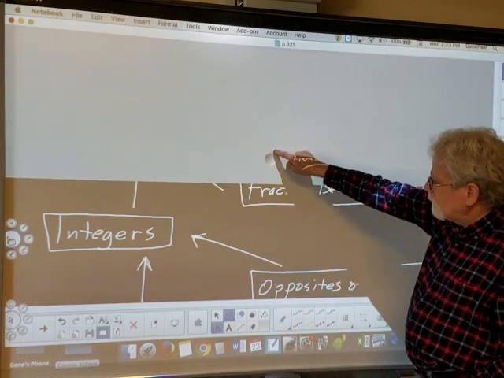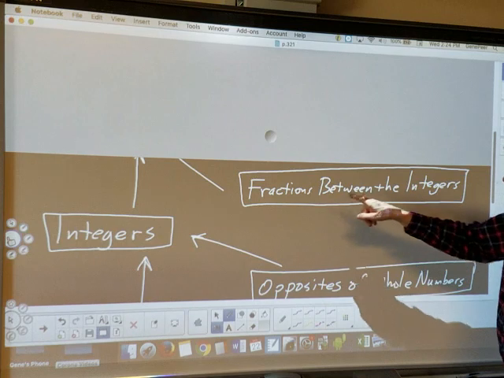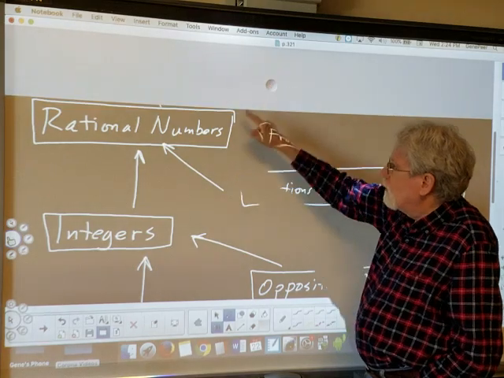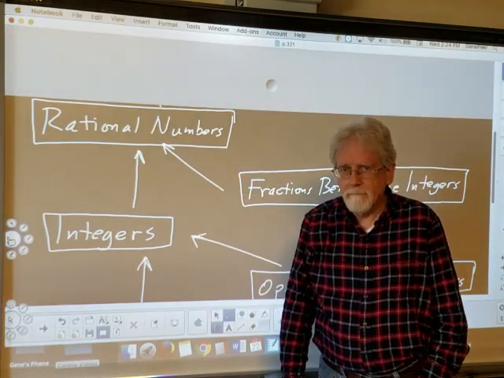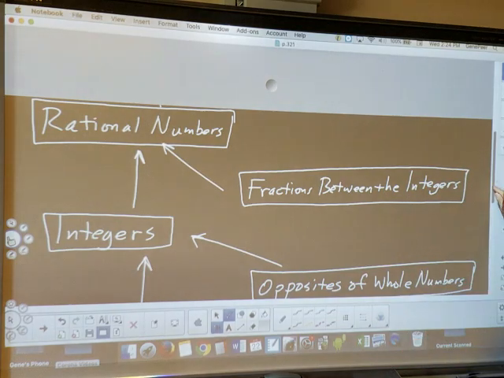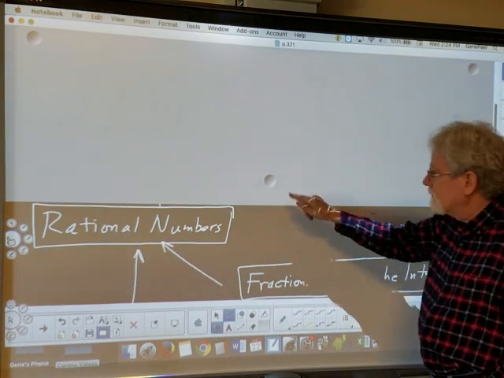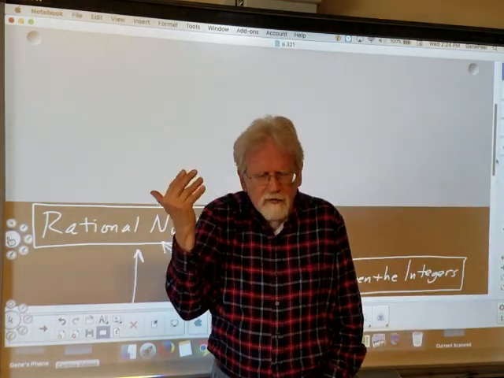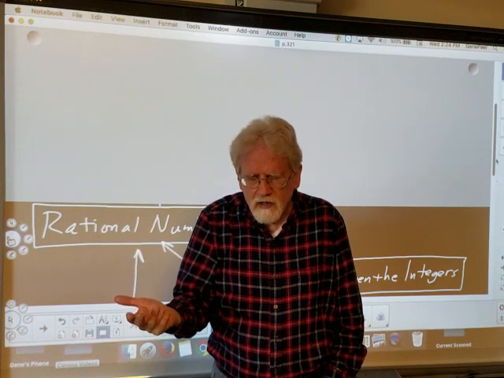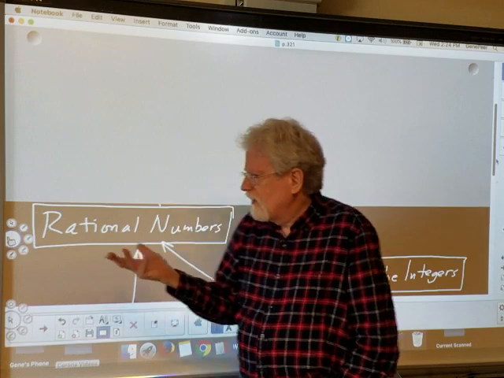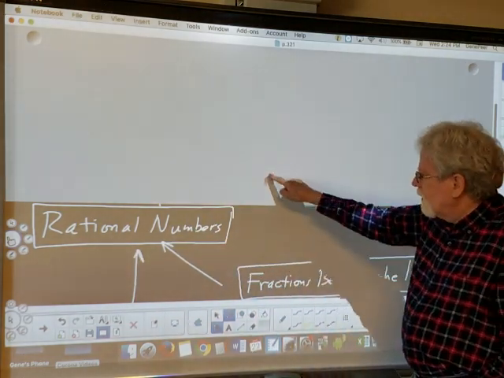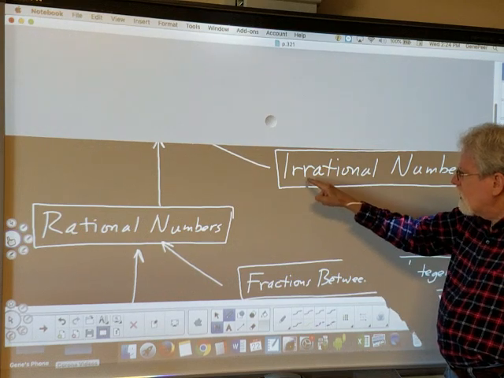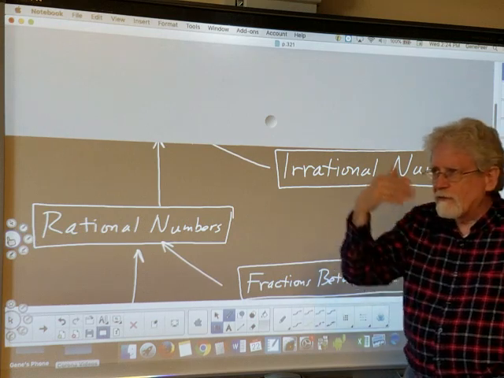But then what happens if I take the integers and I combine them with all the fractions between the integers? Then we end up with a group of numbers called rational numbers. I'm not going to elaborate much on that, but rational numbers are close to being everything. But then we got these weird numbers that you cannot express as fractions. We have weird numbers like pi, like square root of 3, and many, many others. Numbers that cannot be expressed as fractions. Those are called irrational. They cannot be written as ratios. They cannot be written as fractions made up of two integers.